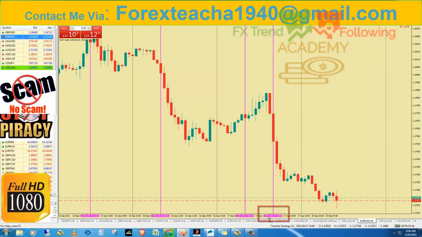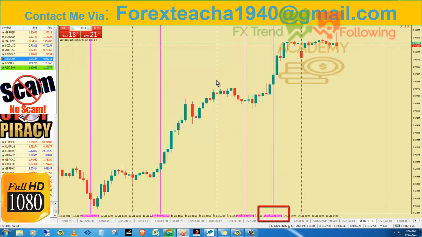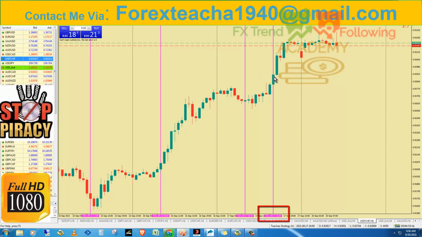If you go to the timestamp again, you can see this is 1600 on 17 September, and this was also the same entry. The same thing is happening. I can also load another chart, USDCHF. The same thing will be happening. You'll be getting all those entries. You can see this is the same precise entry.